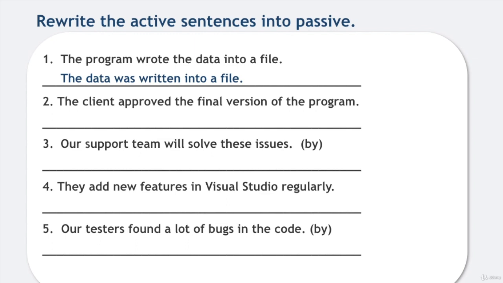Number 2. The client approved the final version of the program, and the passive will be: the final version of the program was approved. Again, we have past simple in the active sentence and past simple in the passive sentence, was approved. Number 3.